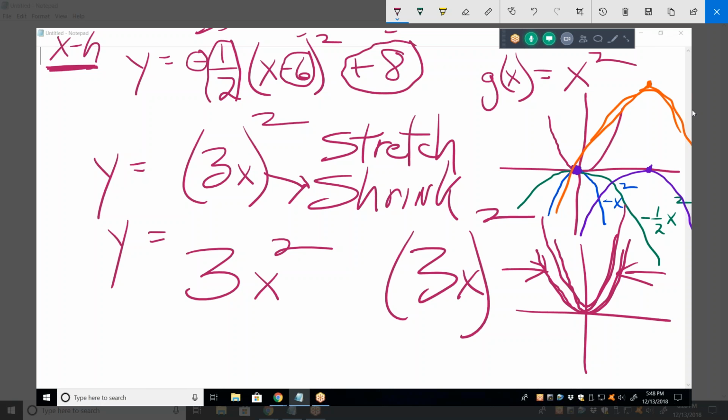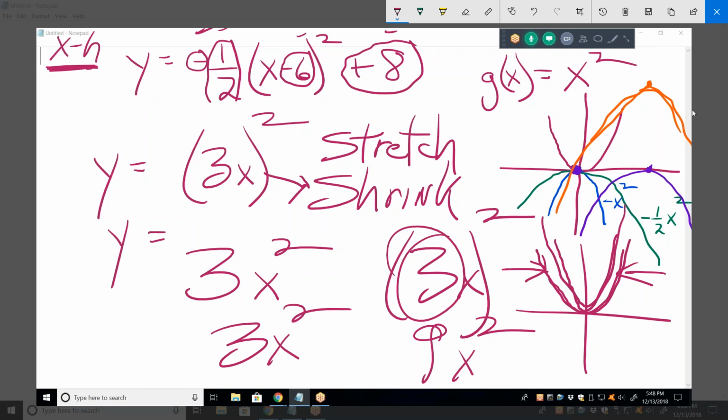Now, these two aren't exactly the same because this one ends up being 9x squared. This one ends up being 3x squared. So a shrink by a factor of 3 is not quite exactly the same as a vertical stretch by a factor of 3. It's actually greater. It makes it 3 times as skinny. A horizontal shrink by a factor of 3 makes it 3 times skinnier than a vertical stretch by a factor of 3. Oddly enough, but that's true.